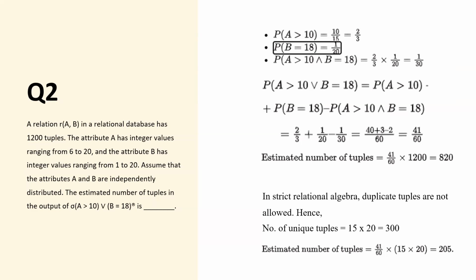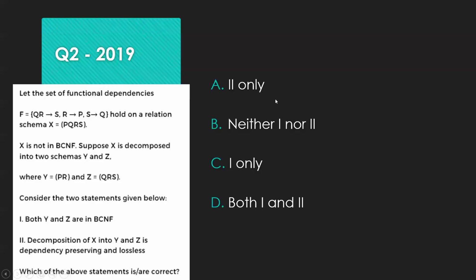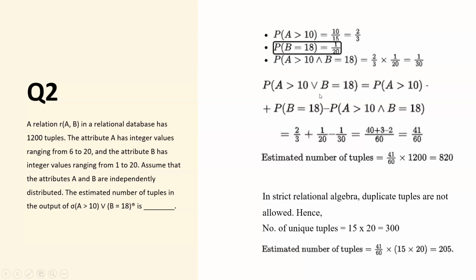So when we take the intersection of these two probabilities, we multiply, so we will get 1 by 30. And when we take the union, we add the probabilities and subtract the intersection, because we have counted it twice. Then we will get the final probability of the union. Then for estimating the number of tuples, we multiply the probability with the number of tuples in the relational database.